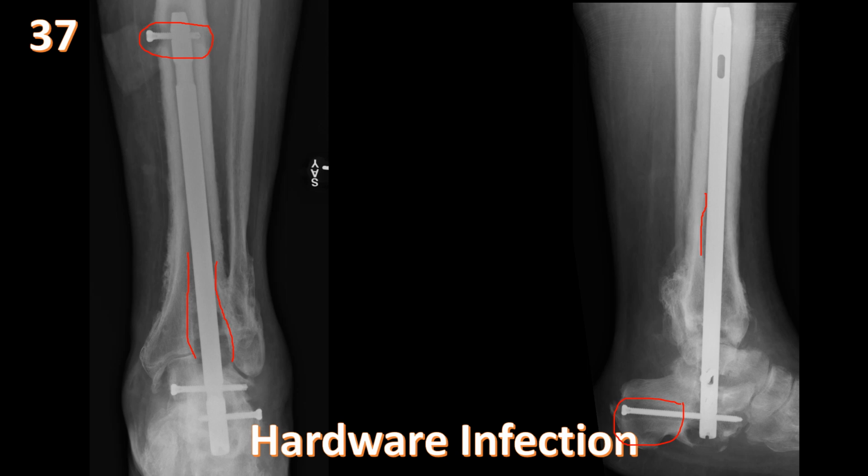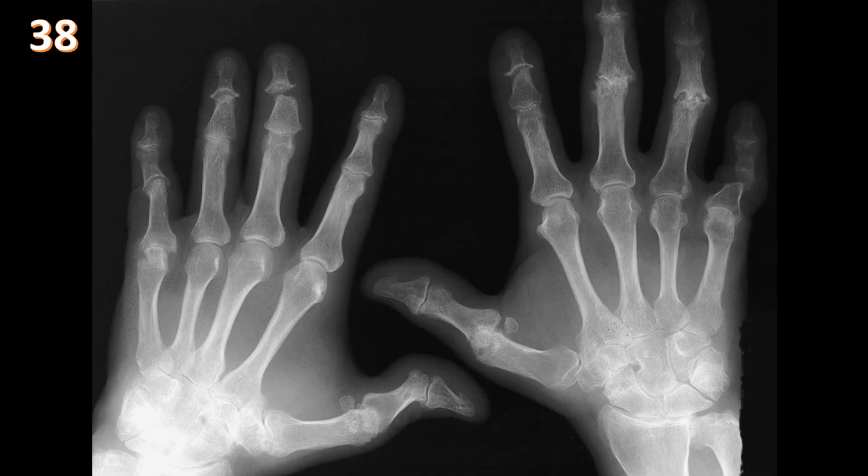Symmetric, think loosening. Case number 38, we have PA views of bilateral hands, and we have multiple findings in these hands, but we see a lot of destruction about some of the interphalangeal joints, and we also see some paracentral erosions here at the proximal interphalangeal joints. This is a patient with psoriasis, and psoriasis can have several findings, but one of them is pencil in a cup deformity because of the extreme destruction at the interphalangeal joints.